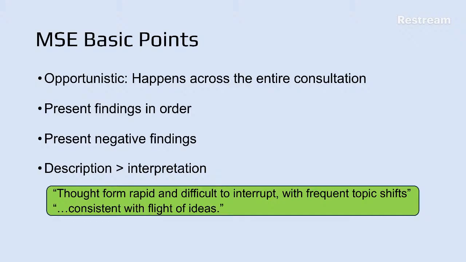When you're presenting your MSE, I would also recommend you present negative findings as well as positive findings. Again, because it's an opportunistic examination, if you don't say it, they might not know if you've actually checked it. Finally, I would recommend you give a description of the signs or symptoms you've elicited first, before trying to put a label on it. Just in case you've put the wrong label on it, at least you have a description so the examiner knows what you've actually found. All right? Next slide, please.